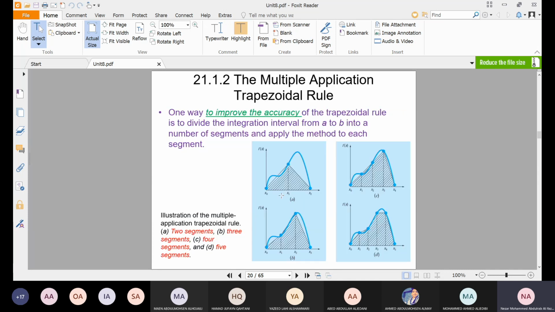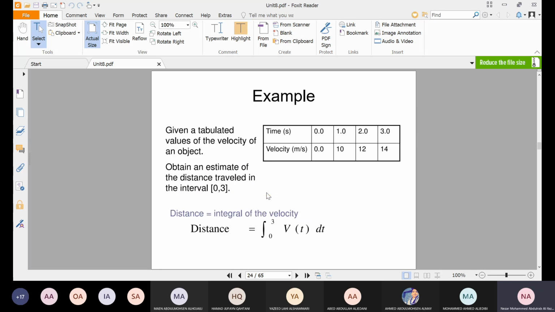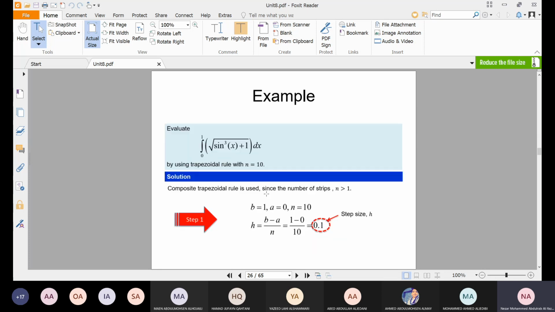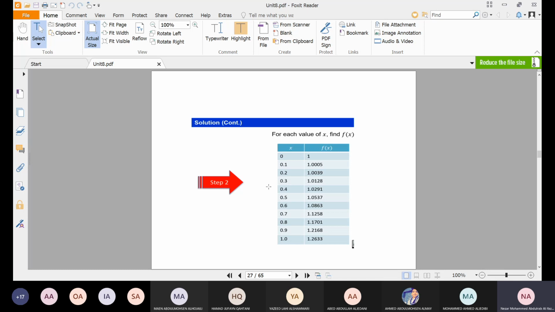After that, we used multiple application of the trapezoid rule, and this is one way to enhance the accuracy. As we said, instead of having a single segment, we can use multiple segments. In this multiple segment approach, you can see that if we add more segments, the ignored area under the curve is reduced. So in this case, we can enhance the accuracy. And we did some examples for this, for how many steps we use.